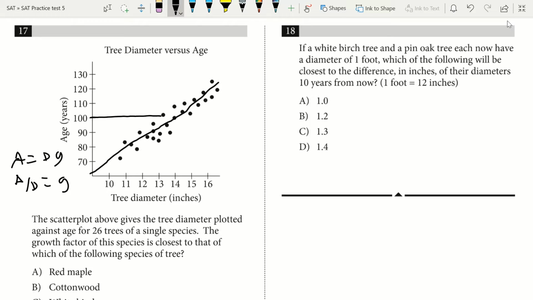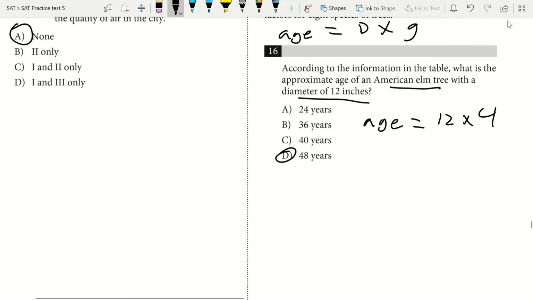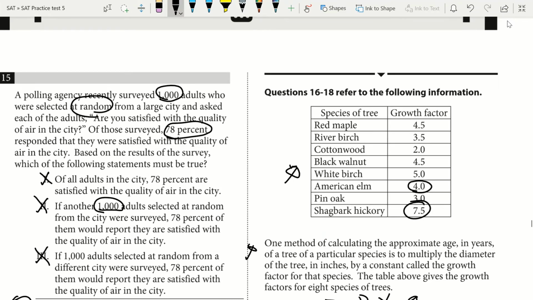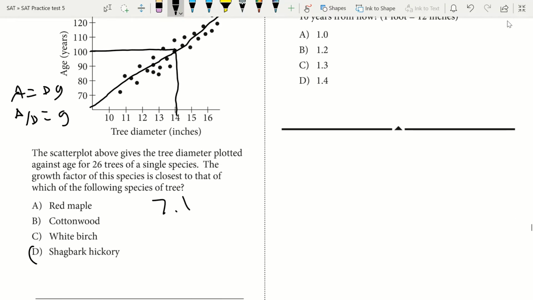So now I'm going to draw over from 100 because that's a nice round number. I see I get 100 over 14, and that'll give me my growth factor. When I do that, I see I get 7.14. So now I just go find which tree that's closest to. 7.14 is closest to the shagbark hickory because there's none other that are close to 7. So my answer is going to be D.